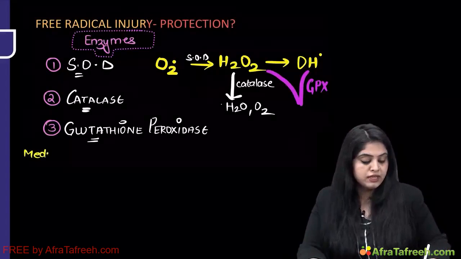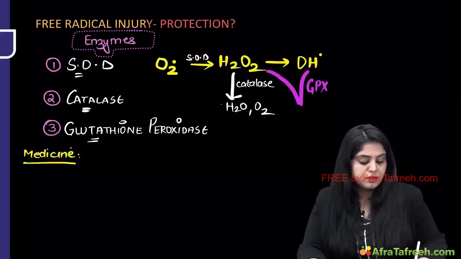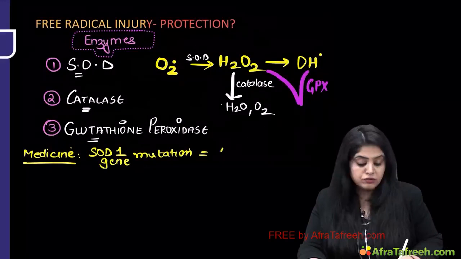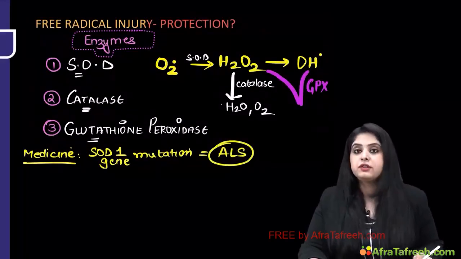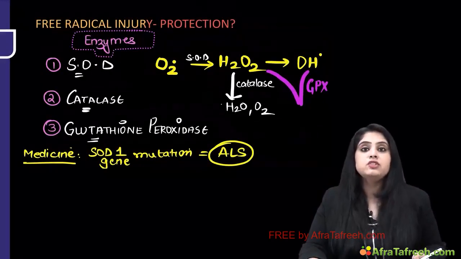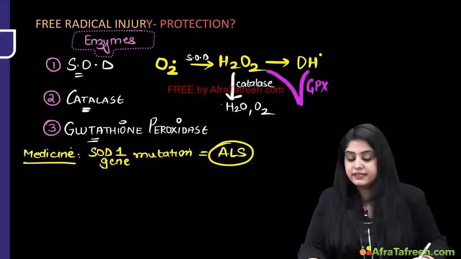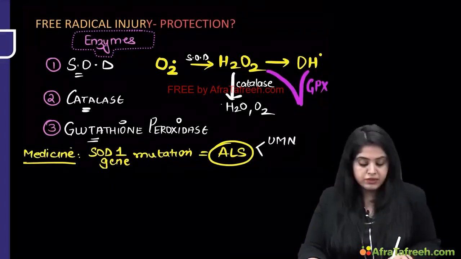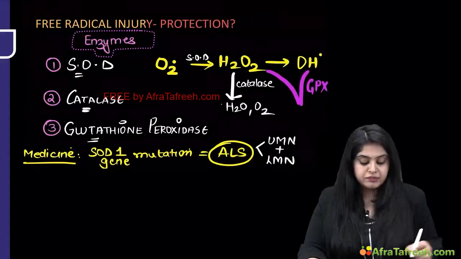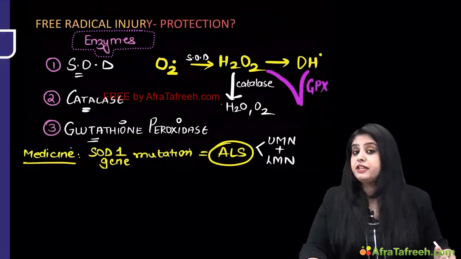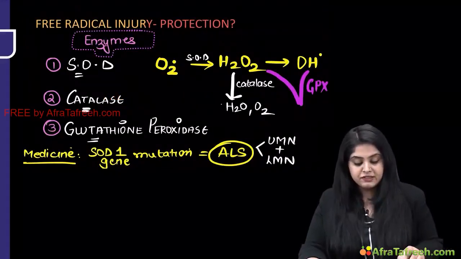Let's do a medicine correlate. Do you all remember there is a disease because of the superoxide dismutase 1 gene? SOD1 gene mutation. Which disease is it that Stephen Hawking also had? Amyotrophic lateral sclerosis. Amyotrophic lateral sclerosis shows you the presence of SOD1 gene mutation. What is it in medicine that they ask you? Amyotrophic lateral sclerosis is an upper motor neuron disease or a lower motor neuron disease? My answer is both. It is an upper motor and a lower motor neuron disease. Very important question of medicine. And that is sorted for you.